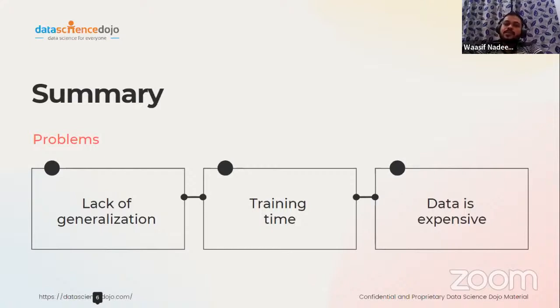We know that there are companies that can collect data from their users, but not everyone can do that. And data collection takes time, takes effort, and it takes money. So these are the three problems that we face with AI models, and we would address these problems through transfer learning.